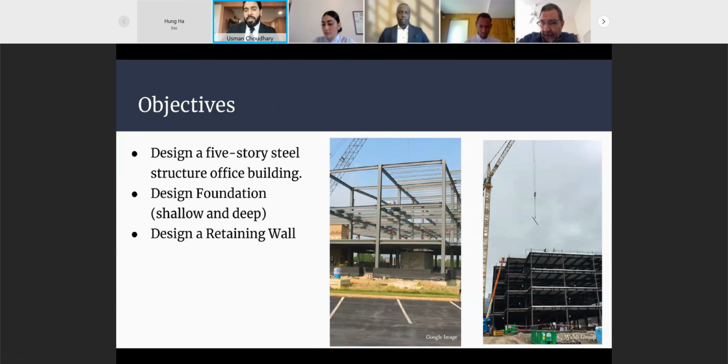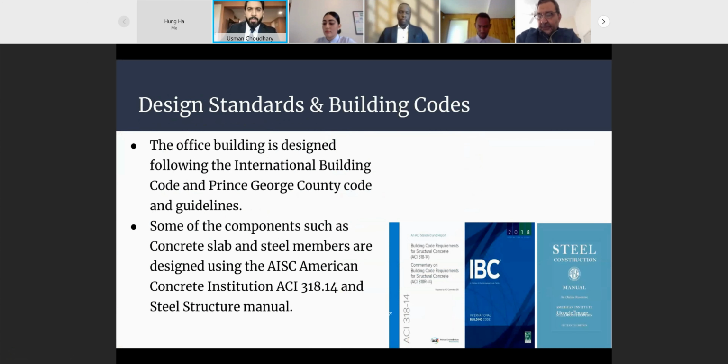We were tasked to design a five-story steel structure office building, design shallow and deep foundations, and design a retaining wall. The office building is designed following the guidelines from the International Building Code and the Prince George's County Building Code. The building components such as the reinforced concrete slab and steel members are designed following the standards set by the ACI 318 manual and the Steel Construction Manual.